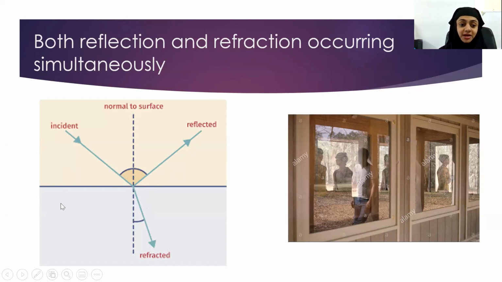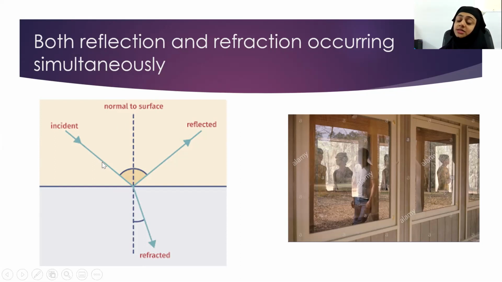Suppose this is air and this is glass. Now, try this at home tonight. You have windows at home, right? Glass windows. We learned that total reflection occurs when the angle of incidence is greater than the critical angle. You have learned that. I'm going to get to it. Before that, I just want to clarify one concept.